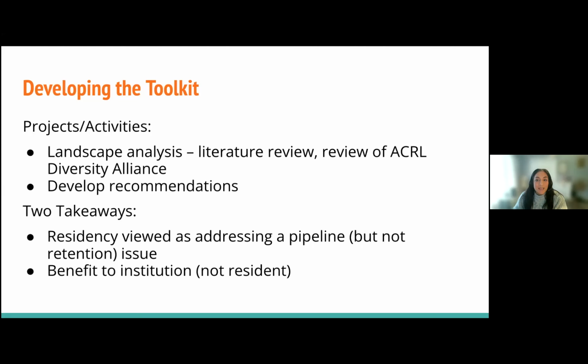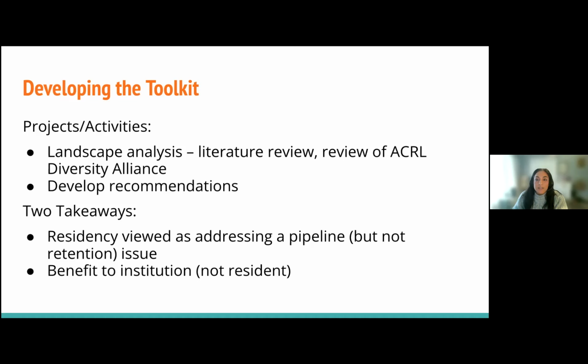And so secondly, and closely related, is that because institutions and the profession see residencies as addressing a pipeline issue rather than a retention issue or an advancement issue, there was an overemphasis on placement, but that same emphasis was not given to building the infrastructure to retain the resident, either by permanent placement or even making sure that the resident felt supported or welcome so that they would be encouraged and motivated to stay in the profession.